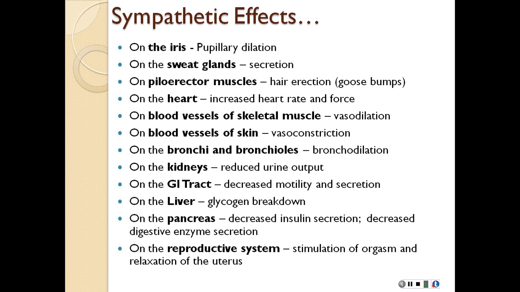Where's the iris? It's the color part of the eye, right? You all just had a test on that. So the color part of the eye is the iris. It has smooth muscle, and those smooth muscles can constrict or dilate the pupil. The pupil is the center. Okay? When the pupil dilates, more light comes into the eye. When it constricts, less light comes into the eye.